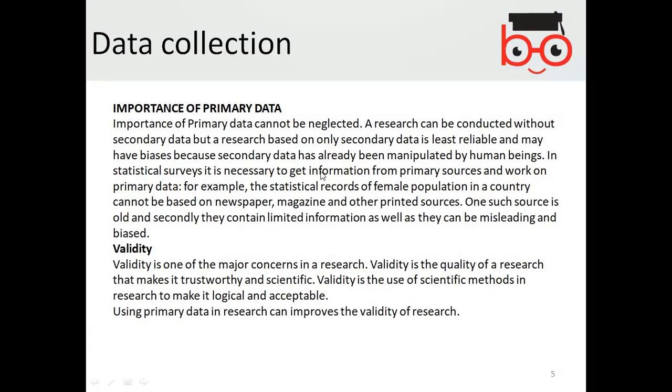Validity is one of the major concerns in research. Validity is the quality of a research that makes it trustworthy and scientific. Validity is the use of scientific methods in research to make it logical and acceptable. Using primary data in research can improve the validity of the research. So primary data gives you a more valid research.